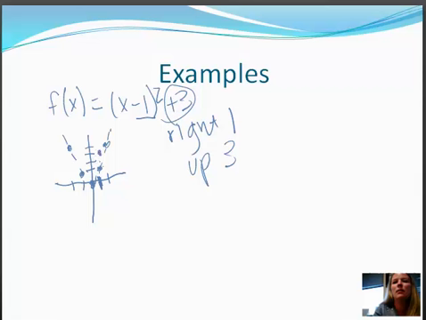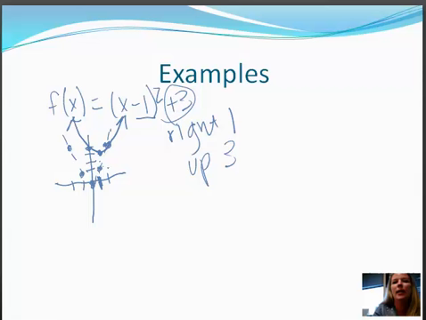Let's try another one. So say we have f of x equals, let's say, the negative absolute value of x plus 1, minus 2. So if I graph this one, I always graph my parent function first to show myself where the original graph sits.